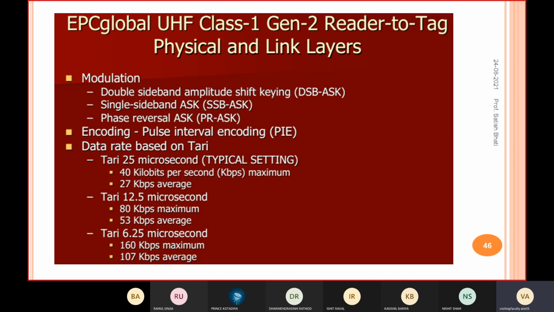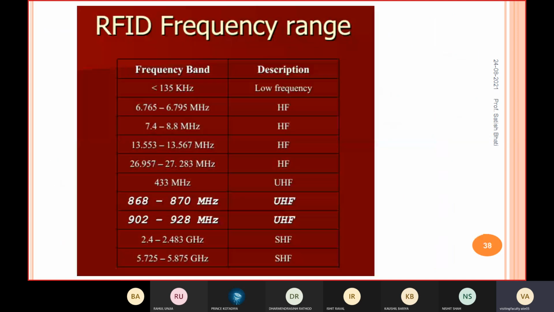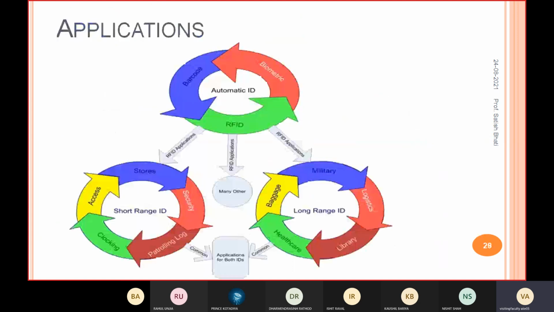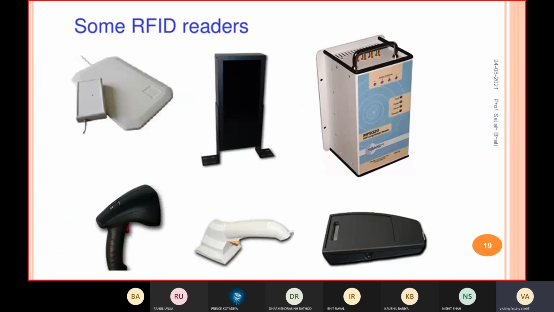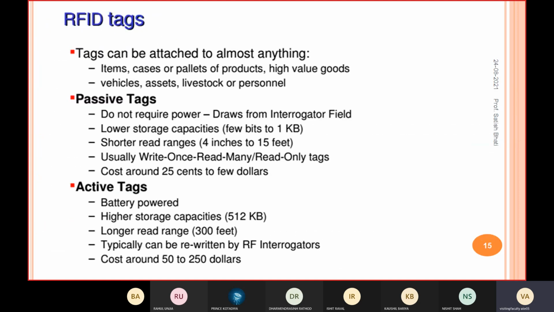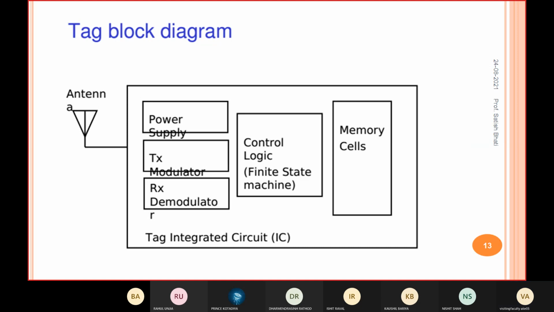I think in one figure I have shown you, when we were discussing the block diagram, right? Here, see this, below this power supply you will find the TX modulator and RX demodulator, right? Each and every tag will do this process, modulation and demodulation. When it transmits, it will do the modulation, and when it receives, it will do the demodulation. So it is kind of like encoding and decoding, right?